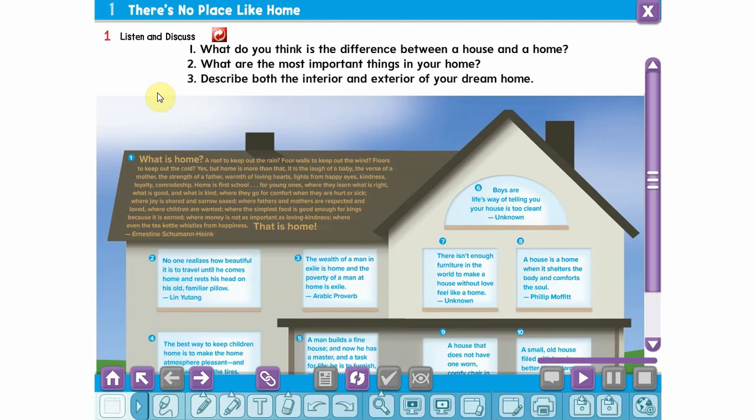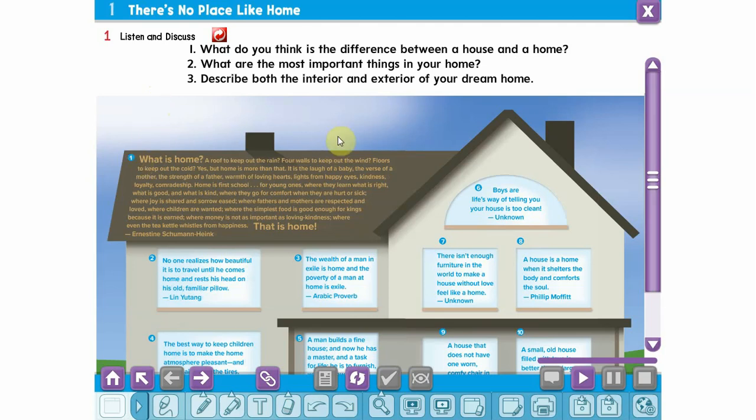Number 2. What are the most important things in your home? Try to think about the most important things you like in your home. Number 3. Describe both the interior and exterior of your dream home. Try to make an imaginary picture of your home or house in the future, from the interior and exterior. Today, in this lesson, we are going to read about some opinions of people about home.